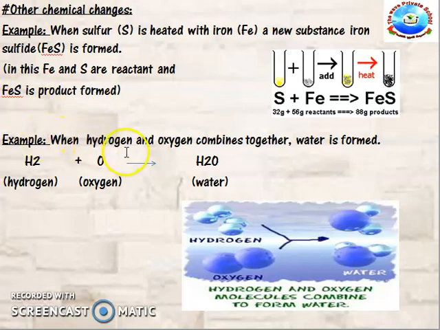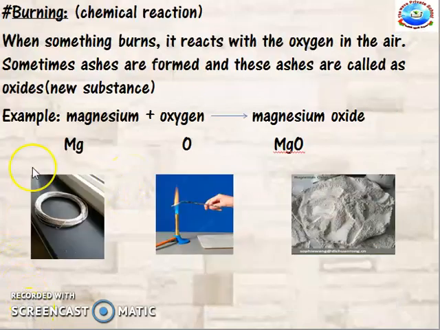Now see the second example. We are all familiar with this. When hydrogen combines with oxygen, it gives water. So this is a chemical change when hydrogen comes in contact with oxygen. Clear with this point? Let's see next. Students, now we saw the chemical changes. Now we are going to see the chemical reactions.